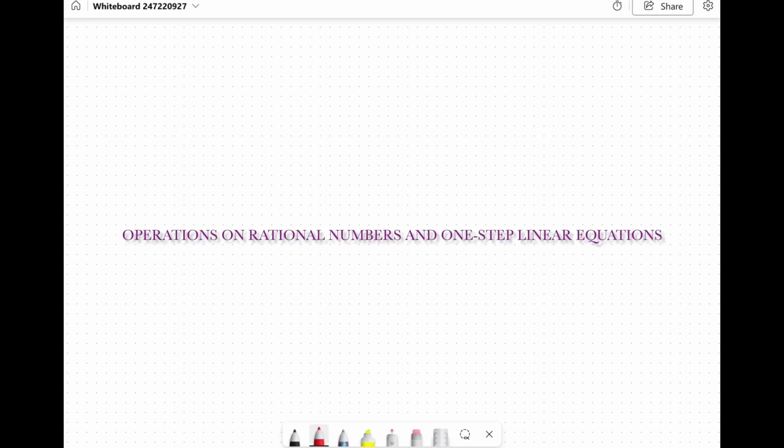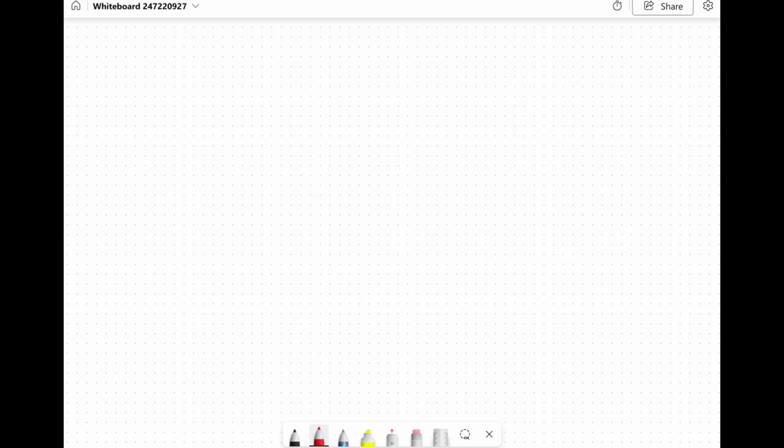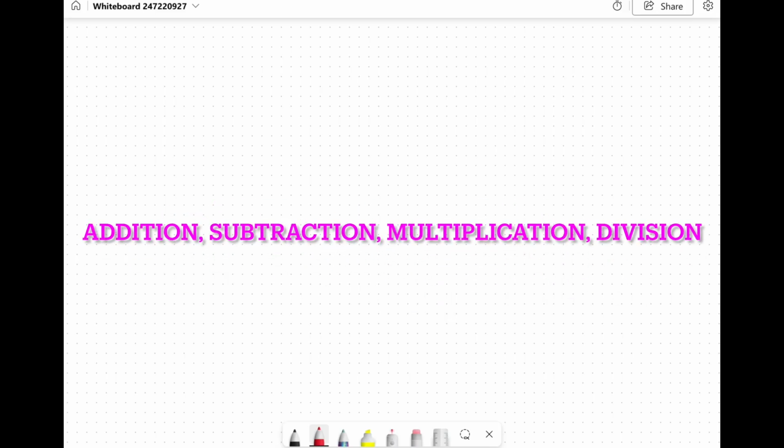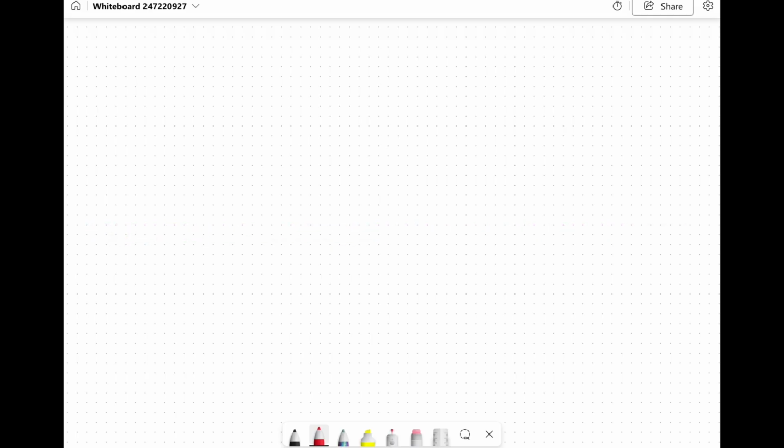This is section 1.1, operations on the rational numbers and one-step linear equations. First of all, let's review some operations on rational numbers. By operations, I mean adding them, subtracting them, multiplying them, and dividing them. Let's start with addition and subtraction. First example.